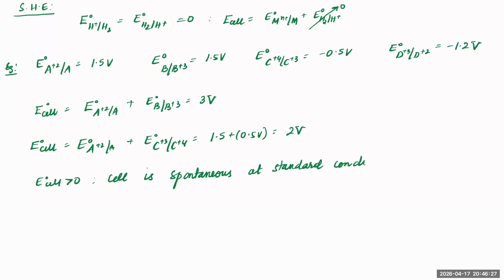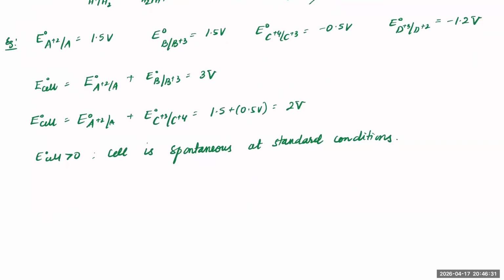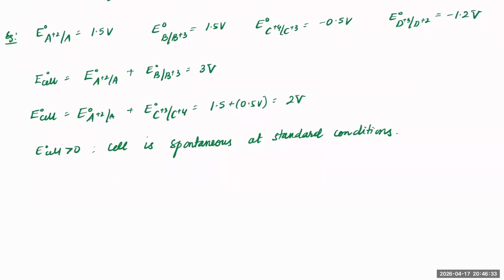Standard conditions. So that is one thing we need to understand. Now, if you notice, given these ions, A2 plus is converting into A, B plus 3 is converting into B, C plus 3 is converting into C plus 4, and D plus 3 is converting into D plus 2. So these will become oxidizing agents. So oxidizing agent implies A plus 2, B plus 3, C plus 4, and D plus 3.